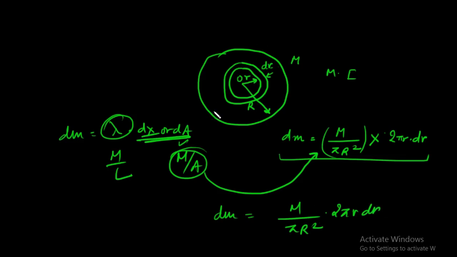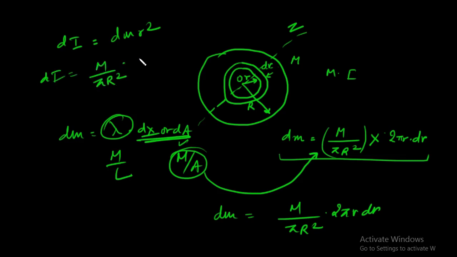So now I want to calculate the moment of inertia about an axis passing through O. Let us assume this to be the z axis. First I will have to calculate the moment of inertia of this thin ring. Let us assume the moment of inertia of the ring to be di. So what will the moment of inertia of the ring be about the z axis? This will be dm times r square, where r is the distance of the ring from the z axis. So di would be equal to, what was dm? m divided by pi r square times 2 pi r dr times r square.